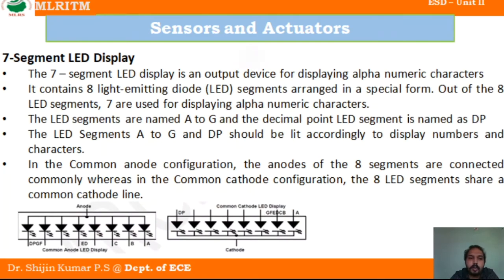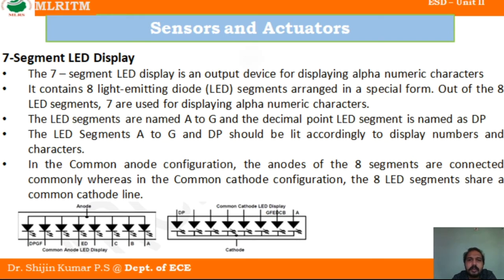The next type of output device is the 7 segment LED display. What is a 7 segment LED display? It is an output device for displaying alphanumeric characters. A simple LED can only glow, so it can indicate only on or off conditions. A 7 segment LED display is used for displaying alphanumeric characters. We can represent A to Z, 1 to 0, and decimal points also.